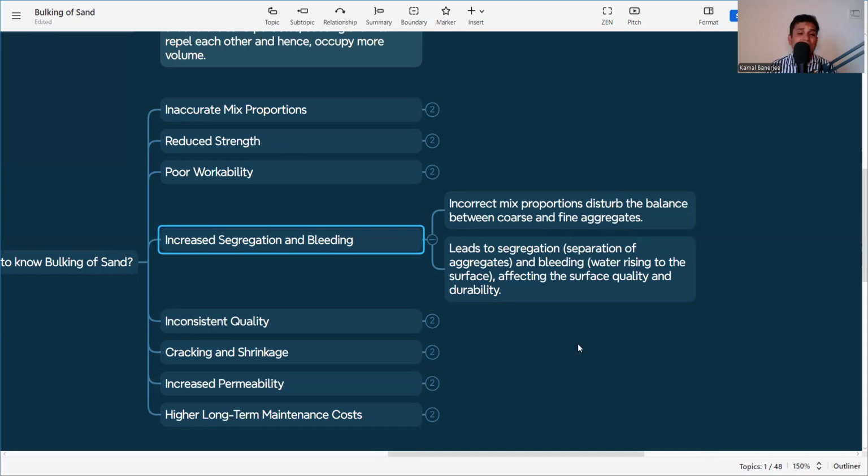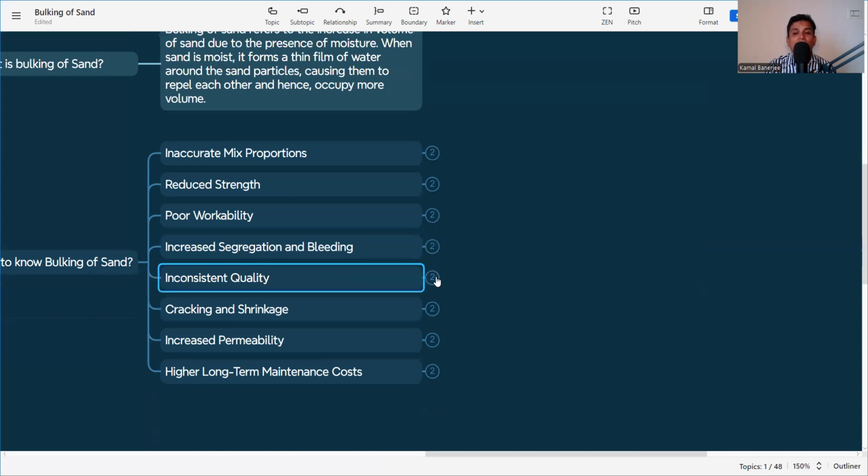So if segregation and bleeding happen, what will happen? We will not get the right kind of concrete or mortar. So there will be reduced strength, or a non-homogeneous paste. So again, it will be a problem for the structural integrity. Then again, there is inconsistent quality.